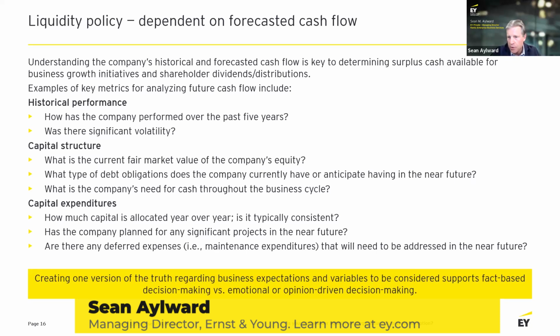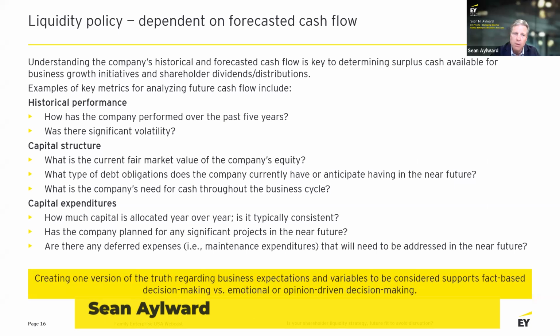Looking first at the historical performance of the company. How has it performed over the last 5 years? How do we anticipate it's going to perform over the next 5 years? Has there been volatility? Do we expect volatility? What's the competitive nature of our market?